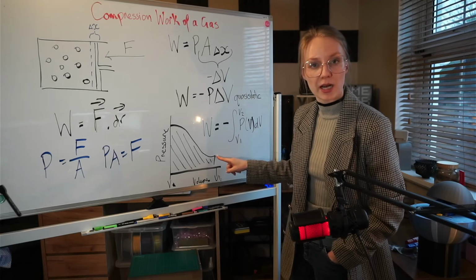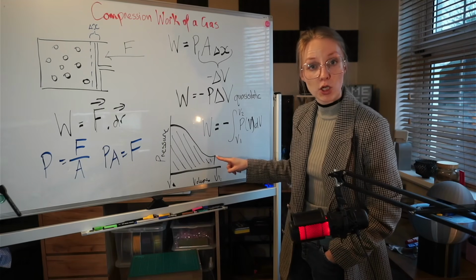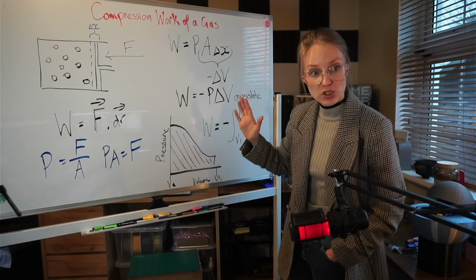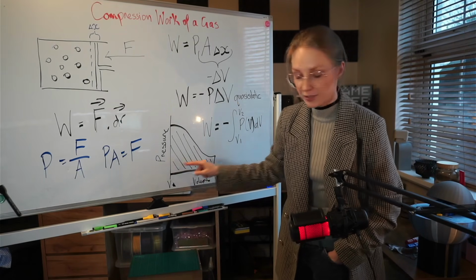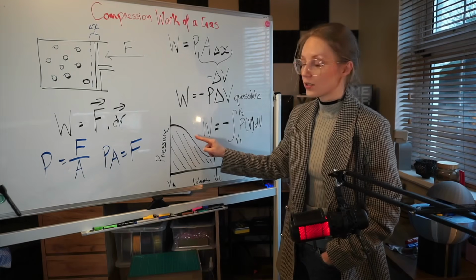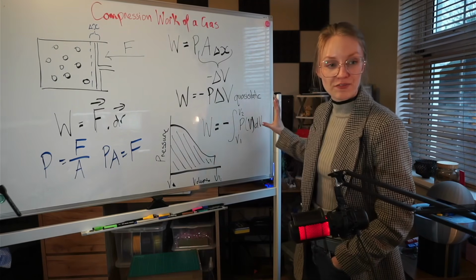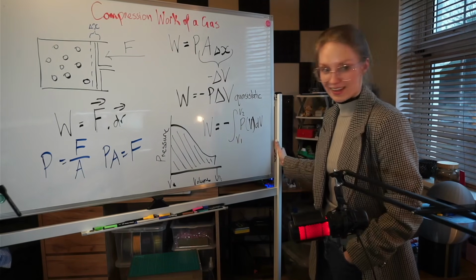We start at a very large volume initially and a very low pressure. And then I squeeze my syringe. The volume becomes smaller in this direction, and the pressure is increasing. And so the final expression looks like this.